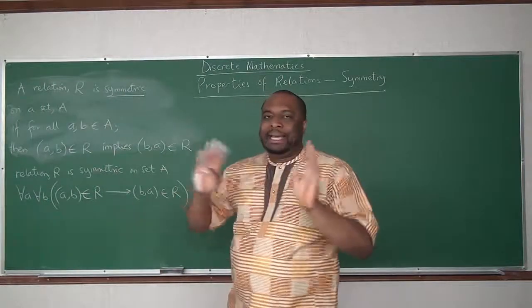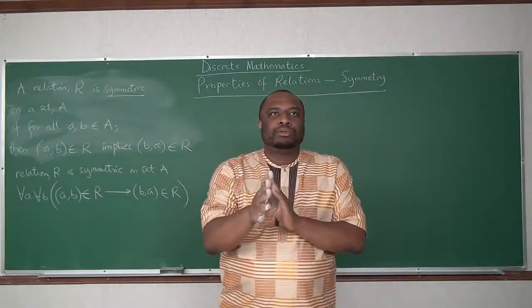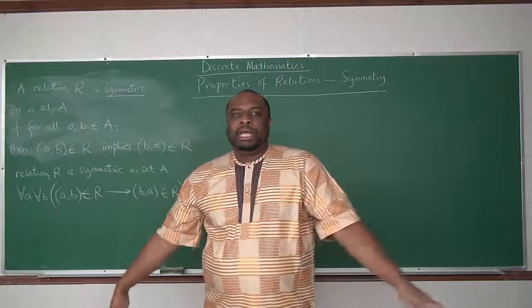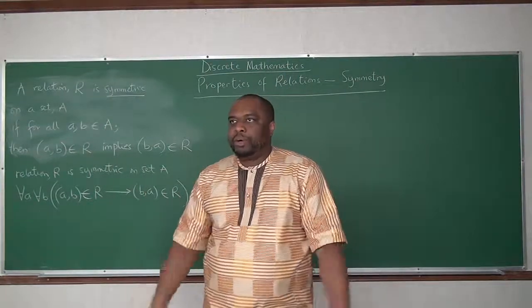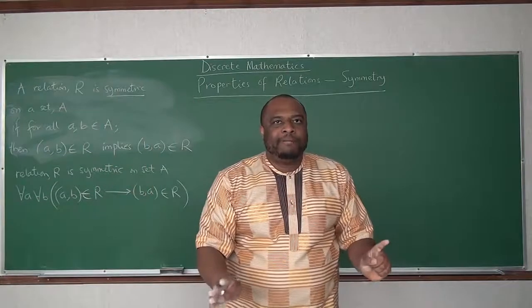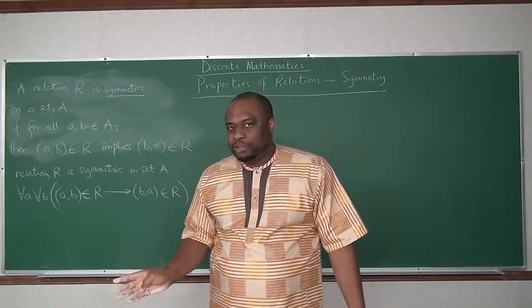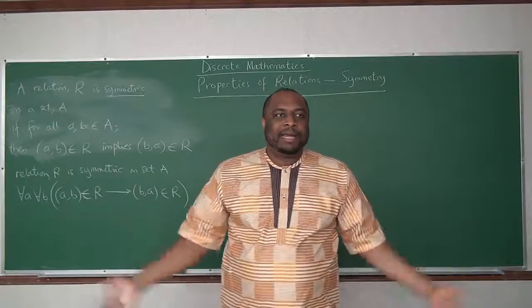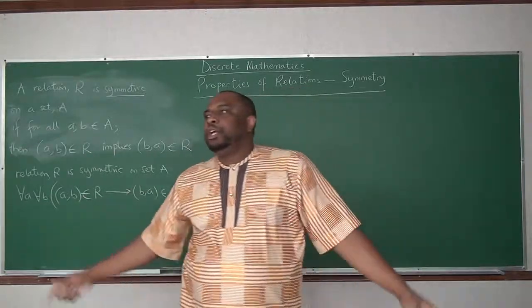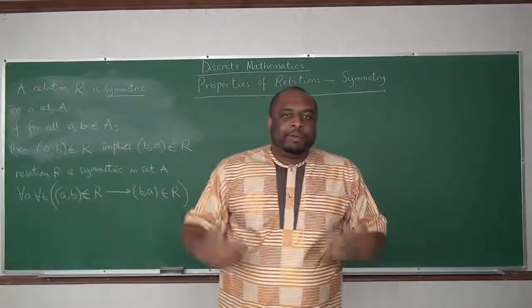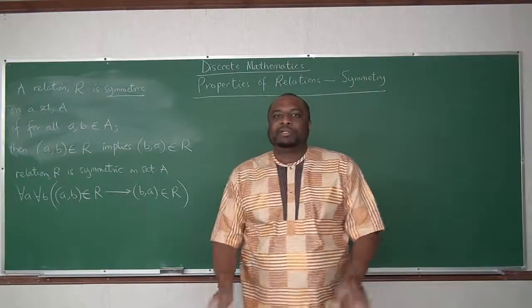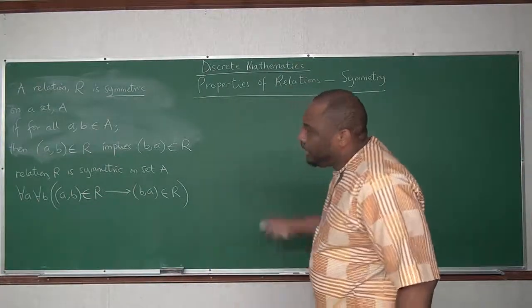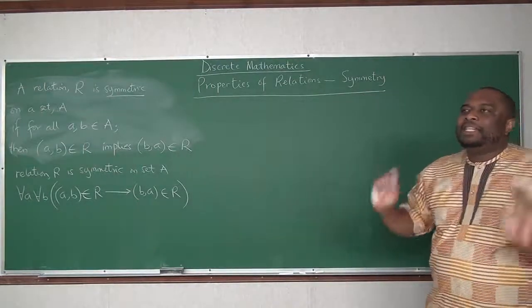That means it is symmetric. If you have 1, 2, you should have 2, 1. If you have 1, 3, you should have 3, 1. If you have 2, 5, you should have 5, 2. If you have this other pair, 2, 5, you should have the other pair, 5, 2. That means it's symmetric. The relation is symmetric.